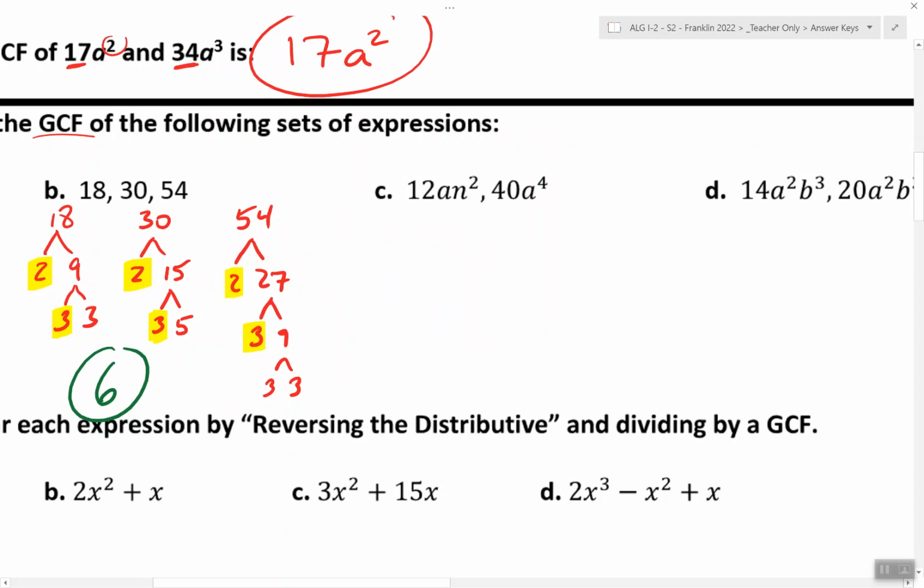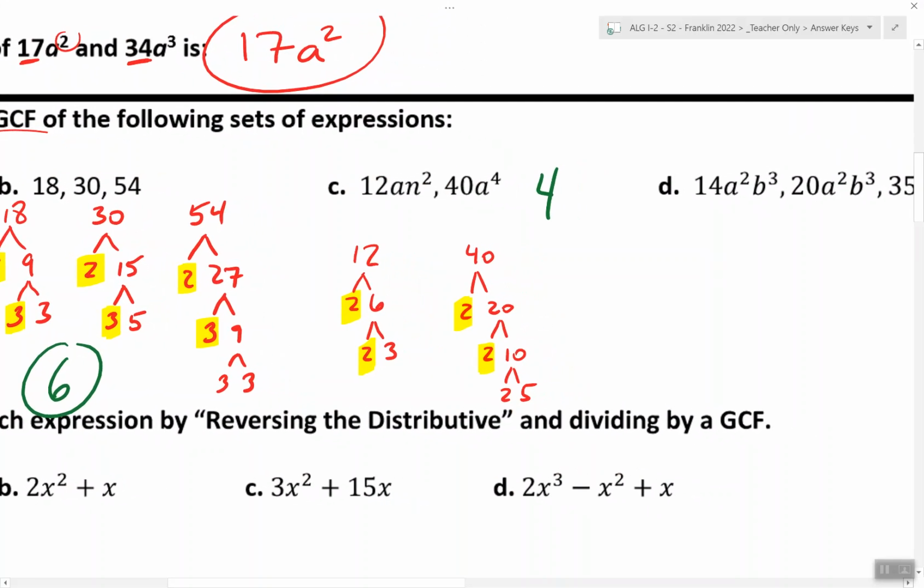Let's go on to example C. We have 12 and 40. So 12 is 2 times 6, which is 2 times 3. And 40 is 2 times 20, which is 2 times 10, which is 2 times 5. In common, we have a 2 and a 2, and that's it. 2 times 2 is 4. So our coefficient is 4. Then we want to look at the variables they have in common. They both have an a, and of the a's, the smallest exponent present is 1, so that goes in the GCF. They don't both have an n, so this is it. 4a is the GCF here.